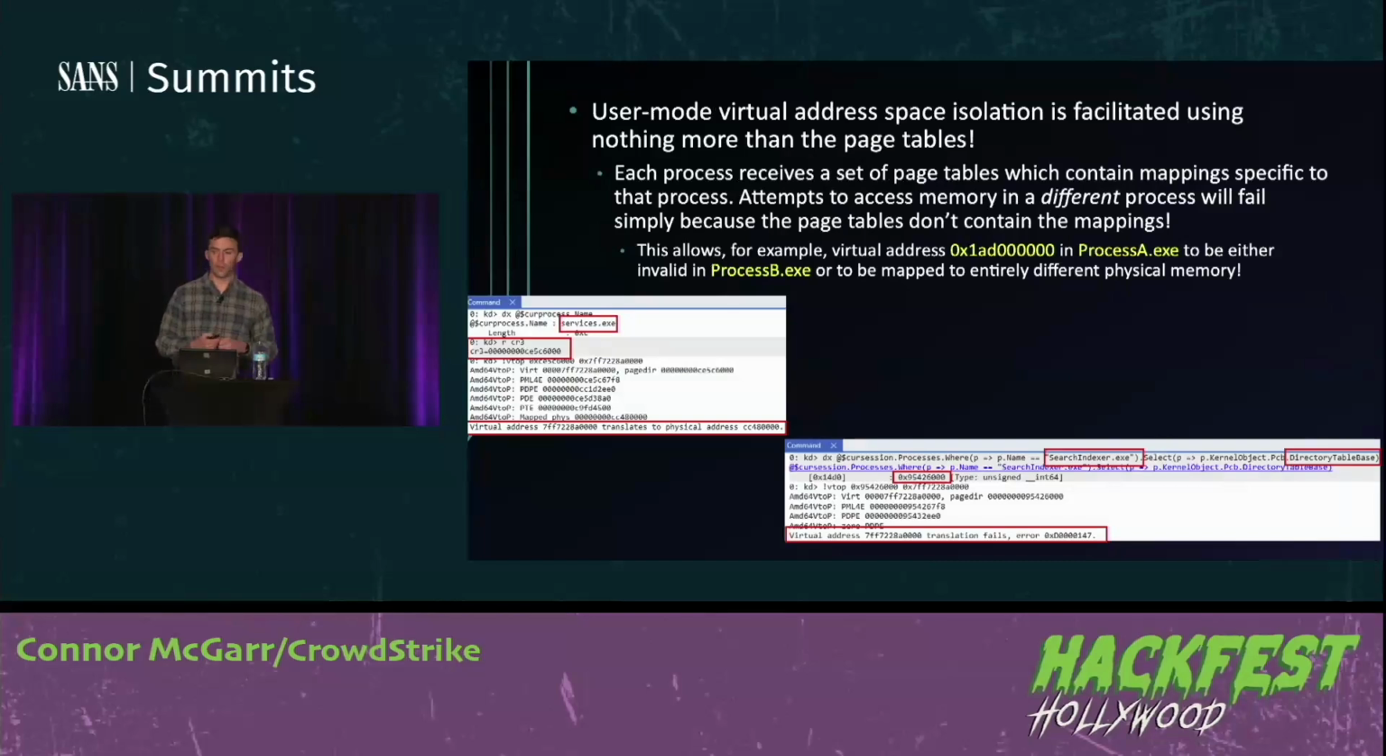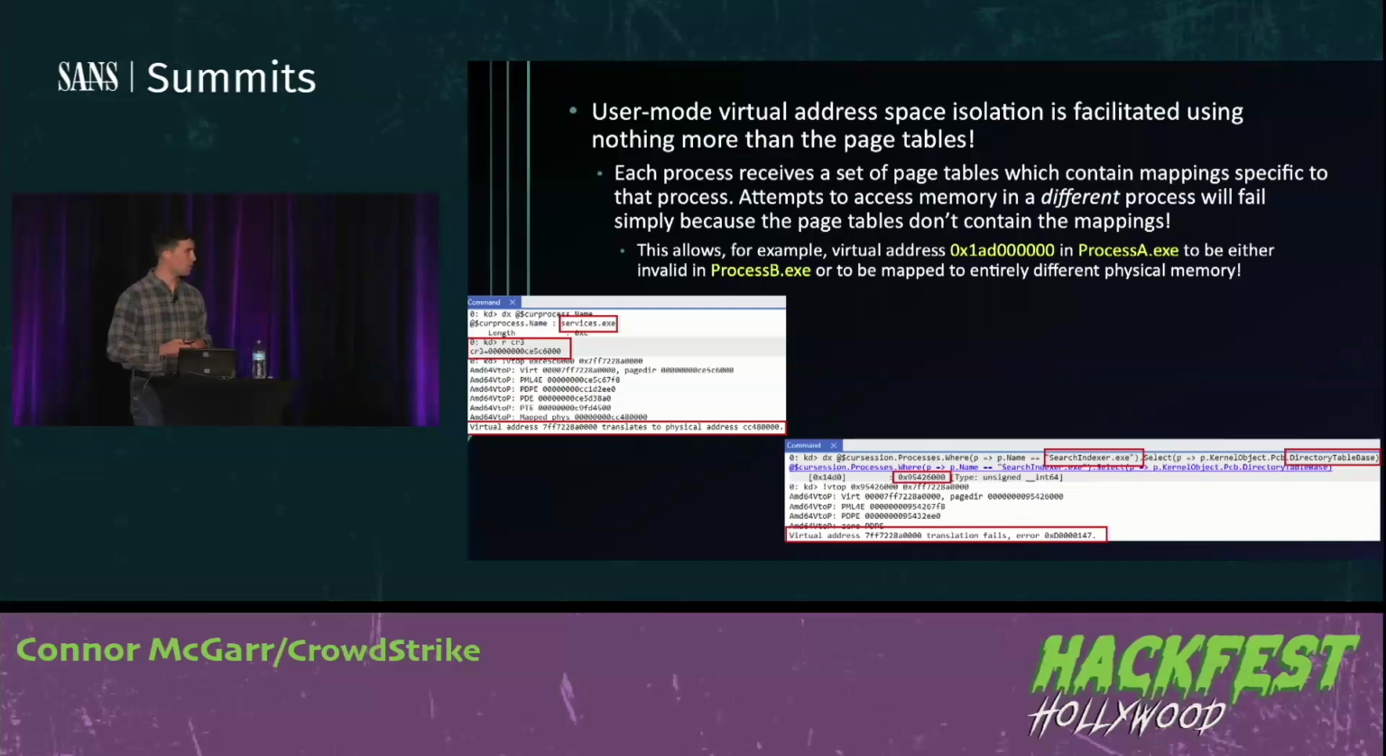Now you may be wondering, why is that relevant? Well, the user mode address space isolation on Windows is facilitated using the page tables. So each process gets its own set of page tables. And when the CPU is executing in context of a given process, the per process page tables are loaded into a special CPU register, and that's used as the initial base to determine where the mappings are.